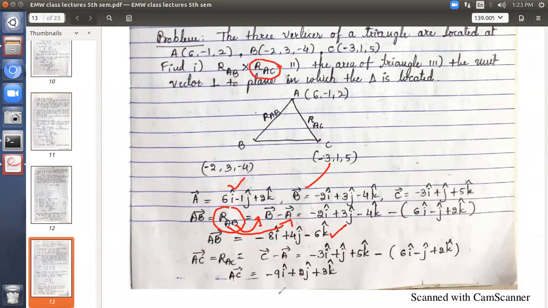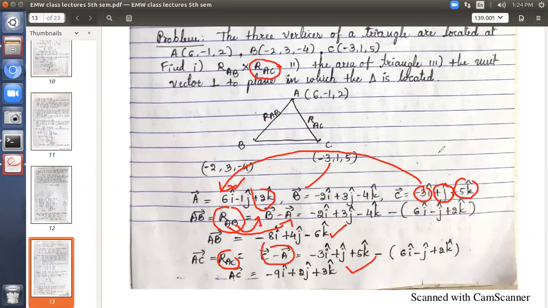Then find RAC. Again take C minus A. C is here, A is here. That is minus 3, minus 6, plus 1. Plus 1, plus 1, 2 times, right? Minus of minus. Then plus 5, minus 2. You will get this. So two vectors, RAB and RAC, you have got.